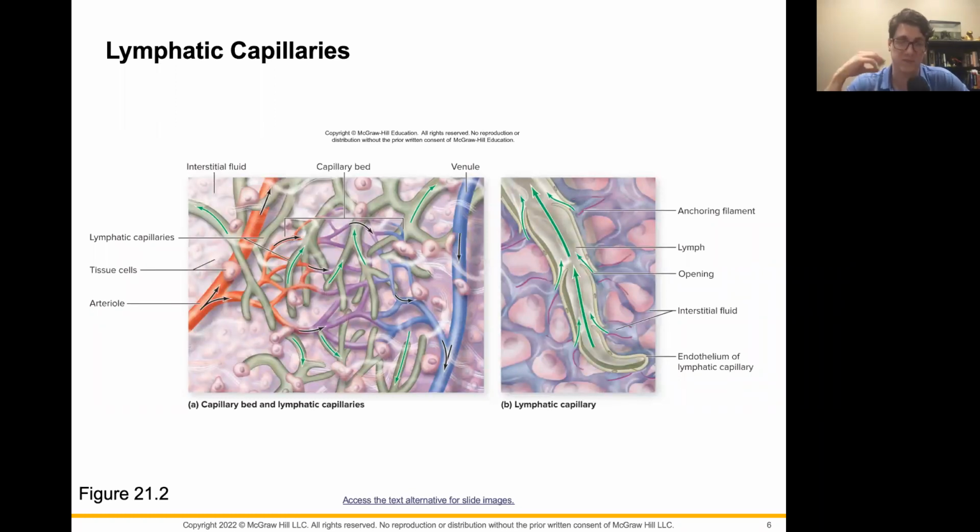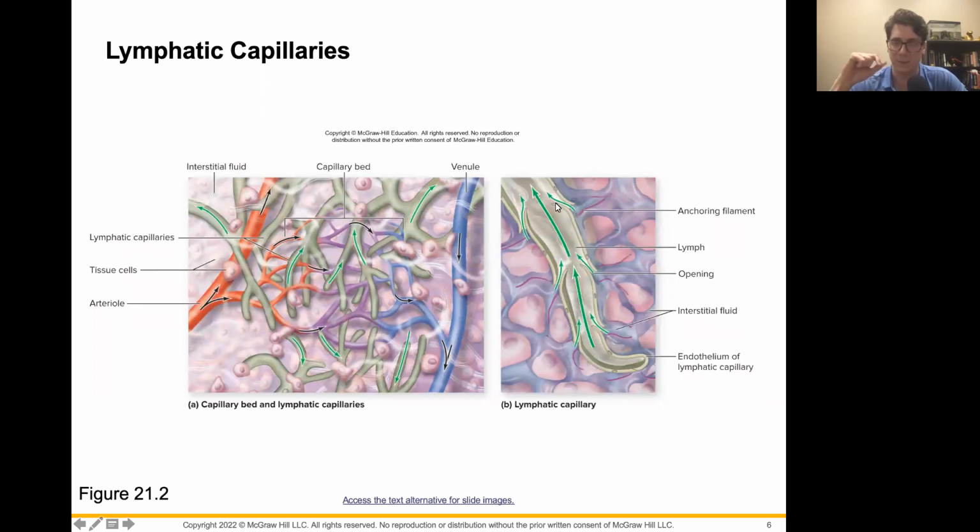Now it's going to have the same stuff in it that is found in all the other interstitial tissues, so this could be any interstitial fluid. This could be anything from electrolytes, nutrients, maybe a little bit of protein. It could also be cells or cellular debris. Potentially even cancer cells can force their way through these overlapping endothelial cells and work their way into the lymphatic capillaries.